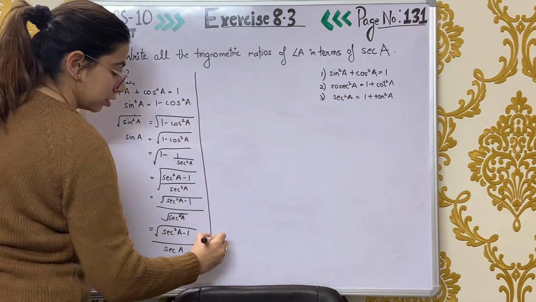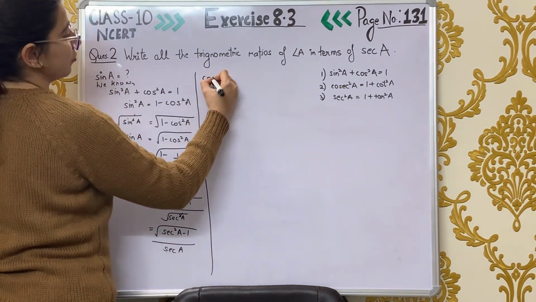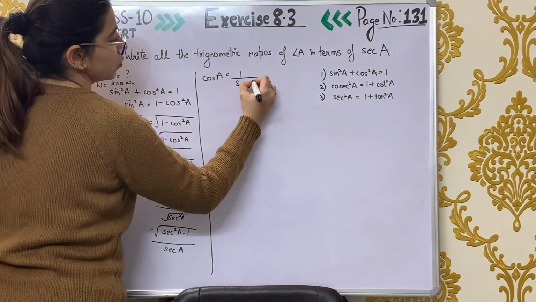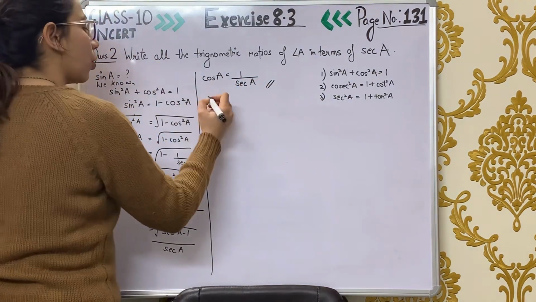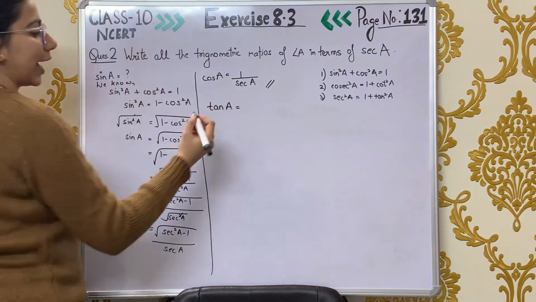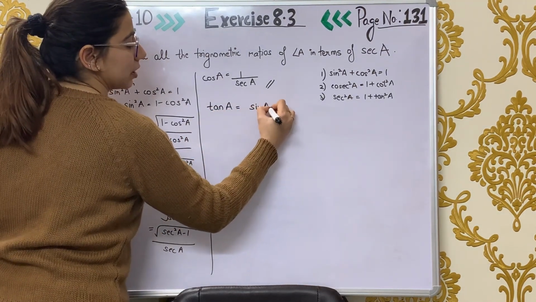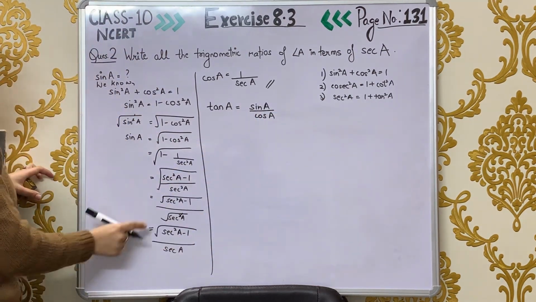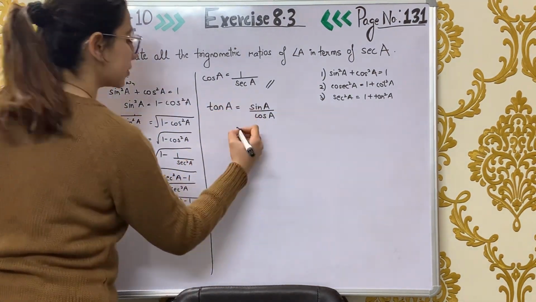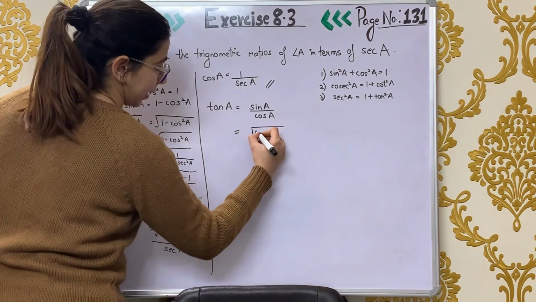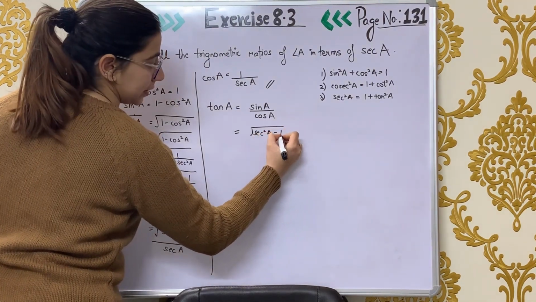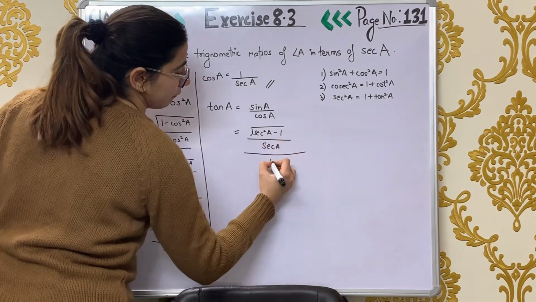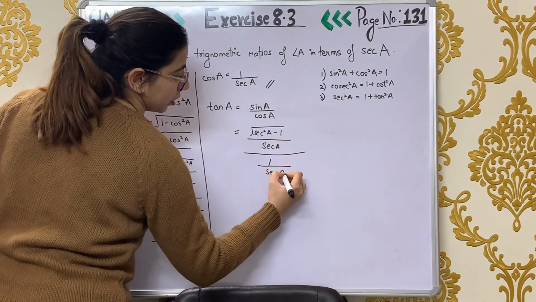Now let's find cos A, which is very easy because cos A is just the opposite of secant A. So cos A is equal to 1 by secant A. Moving on to tan A. Tan A is nothing but sin A upon cos A. We have just calculated the values of sin A and cos A, so let's put them in this. We get secant square A minus 1 under root upon secant A, upon 1 by secant A.